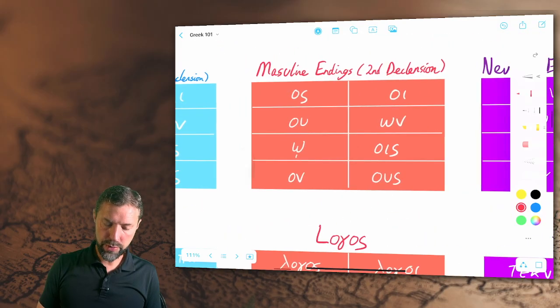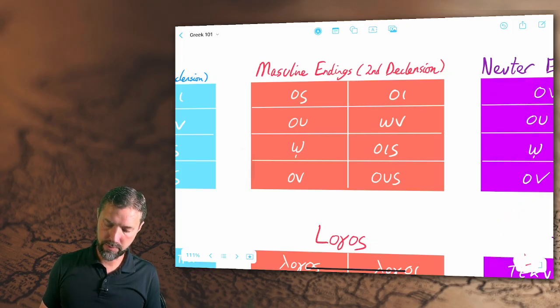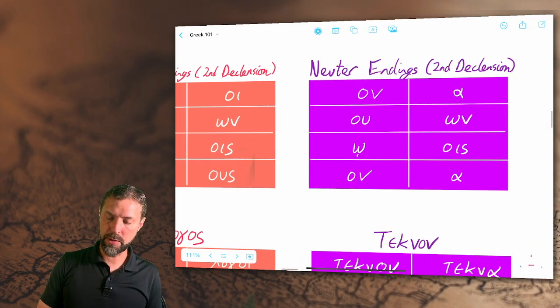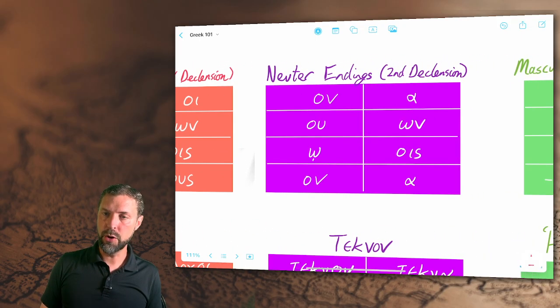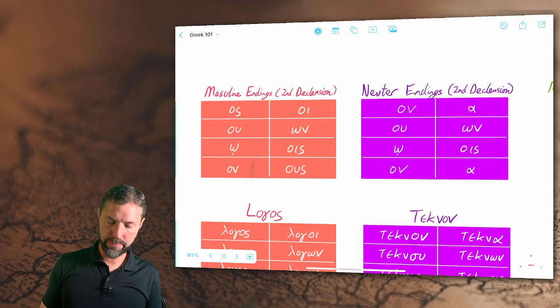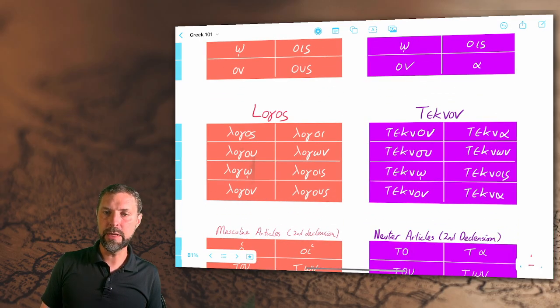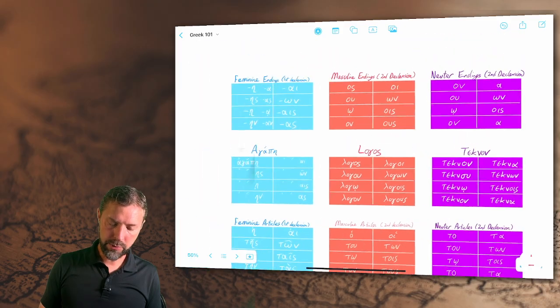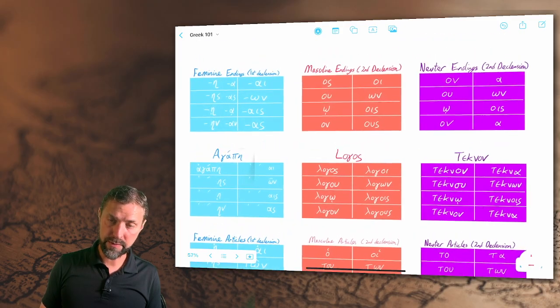Pattern number 2 that we learned was with the masculine endings, and it's similar enough that we label the same pattern for the neuter endings. So under masculine: os, u, o, on, oi, un, ois, us, expressed in the neuter: on, u, o, on, a, on, ois, a. Very similar related forms, and when they're applied to nouns, we get logos, logu, logo, logon, logoi, logon, logois, logus, and so forth. Okay, so those are the patterns that we learned to this point.